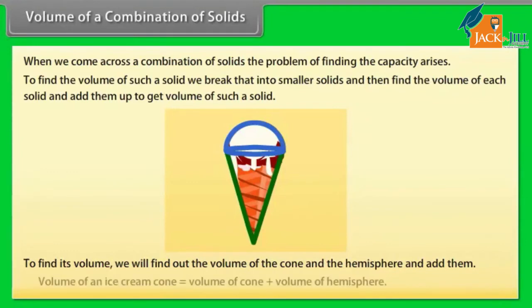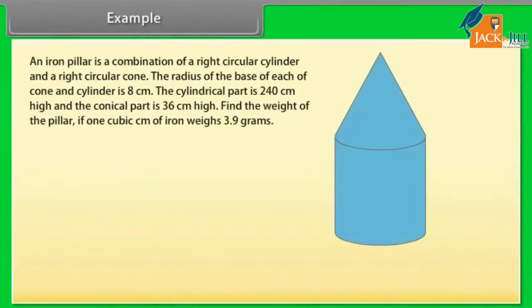Or we can write it as volume of an ice cream cone is equal to volume of cone plus volume of hemisphere. Let's solve an example to understand more about this. Example. An iron pillar is a combination of a right circular cylinder and a right circular cone. The radius of the base of each of cone and cylinder is 8 cm. The cylindrical part is 240 cm high and the conical part is 36 cm high. Find the weight of the pillar if 1 cubic centimeter of iron weighs 3.9 grams.